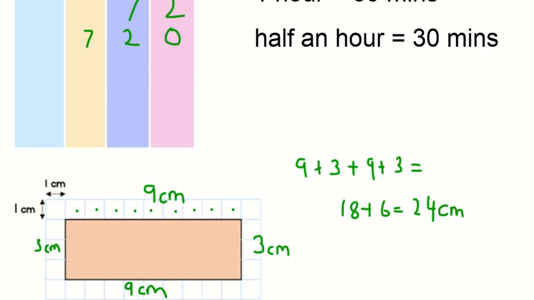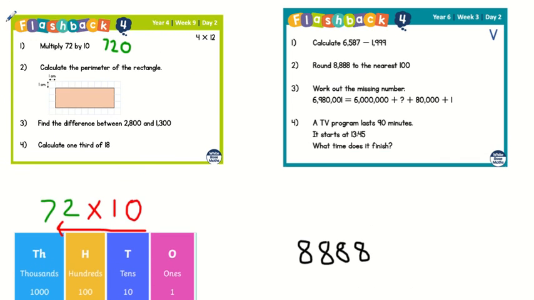Okay, let's have a look then at the next question. Now, it's asking you to find the difference. You'll remember that difference is a subtraction. I'm sure you'll be able to find the difference between these two numbers mentally. 2,800 subtract 1,300. That's right, 1,500.